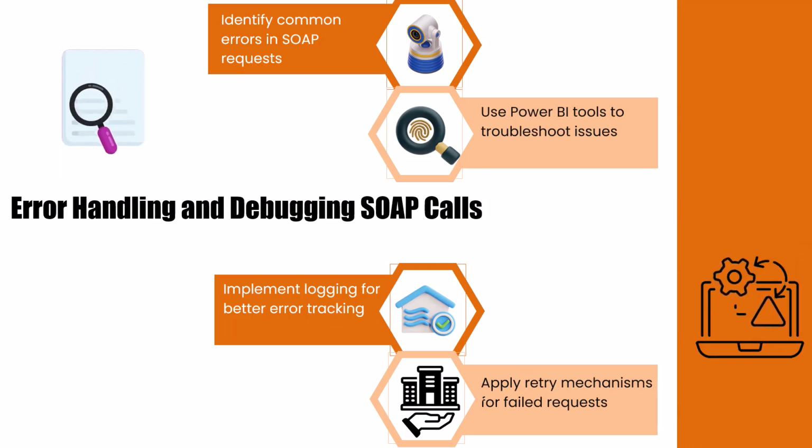Errors in SOAP calls can feel like trying to unlock a mystery box. But fear not, we'll spot the usual culprits first, then use Power BI's troubleshooting tools to track them down. Logging is your best friend for tracing errors, and retry mechanisms will save you from manually fixing failed requests. Debugging might sound tedious, but once you know the tricks, it's more like solving a detective case.